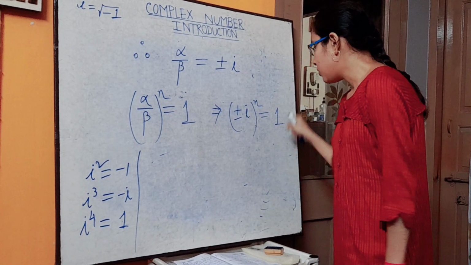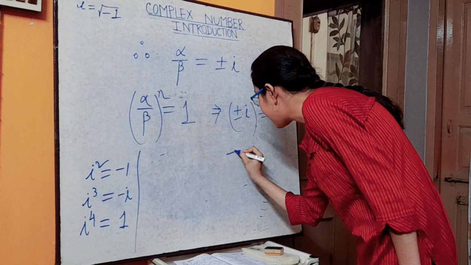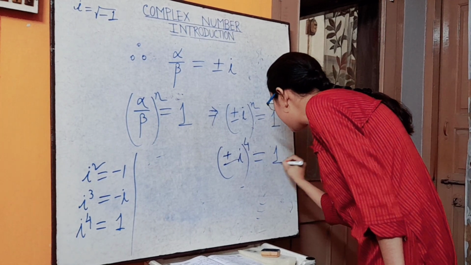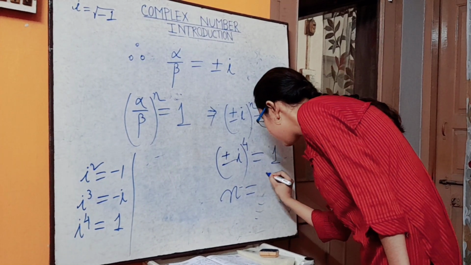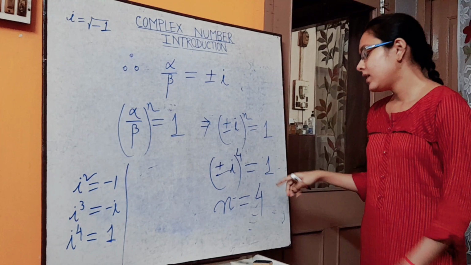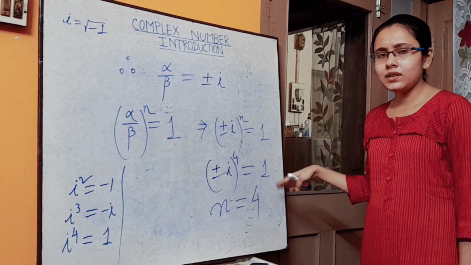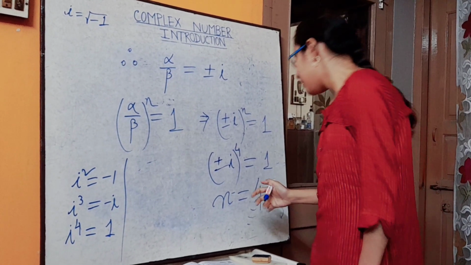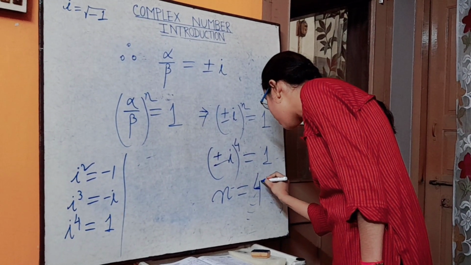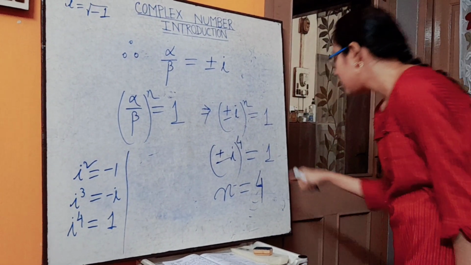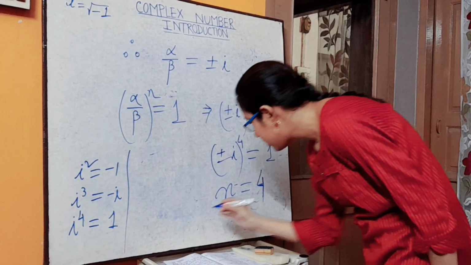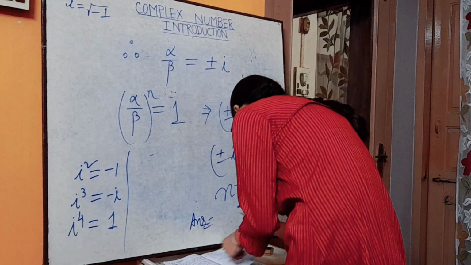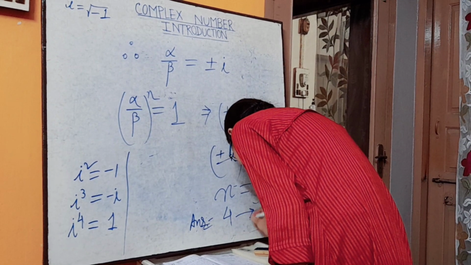So to find 1, we can write (plus minus iota) whole to the power 4 is equal to 1, where n is 4. n can be other numbers which are multiples of 4, but the least value of n is 4. For that we can find 1. So the answer is 4, which is option C.